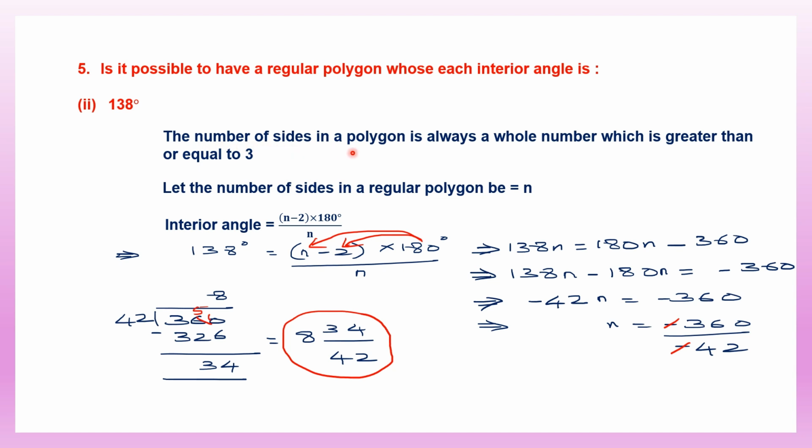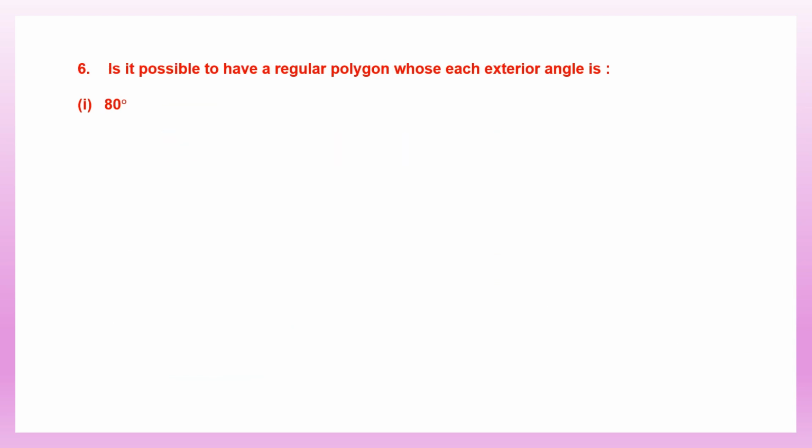Remember, the number of sides in a polygon is always a whole number. So here the number of sides is not a whole number. That means you cannot have a polygon with the interior angle 138. So the answer to this question is no. You cannot have a polygon with the interior angle 138 degrees each.